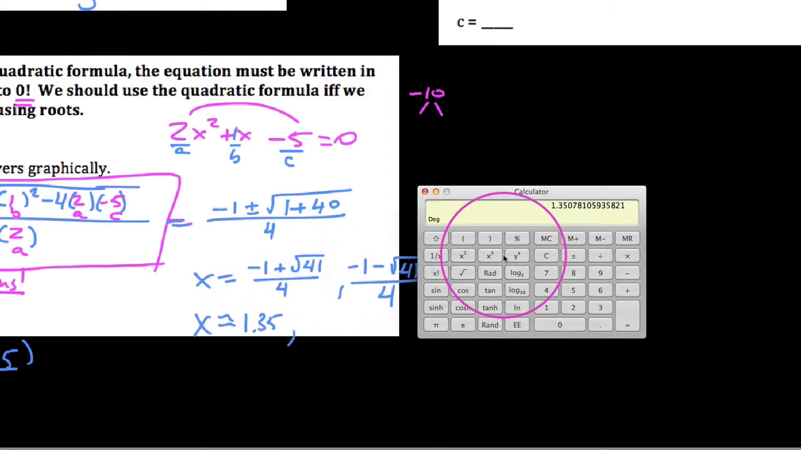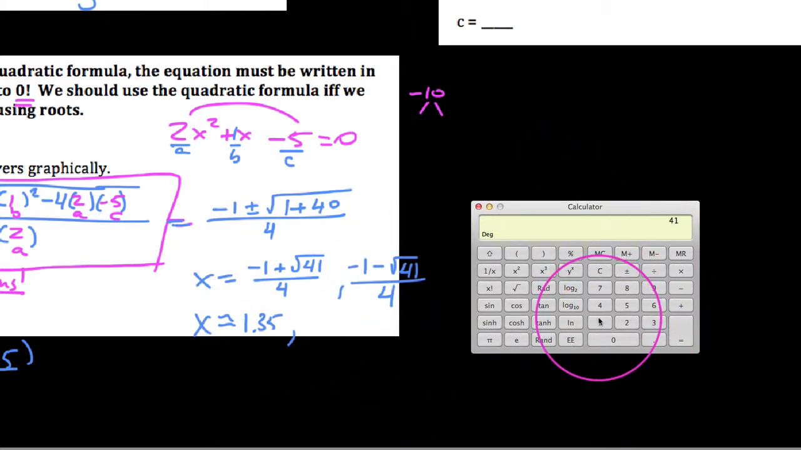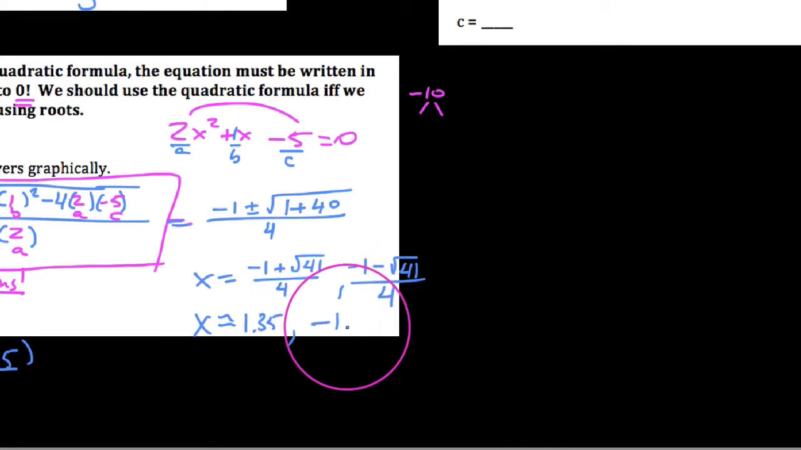And if we were to go back and do this one now, we say, all right, well, the square root of 41, which is this number here, negative in this case. And if I add that to a 1 that's negative, it just gets even more negative, and divide this by 4. So we get negative 1.85-ish.